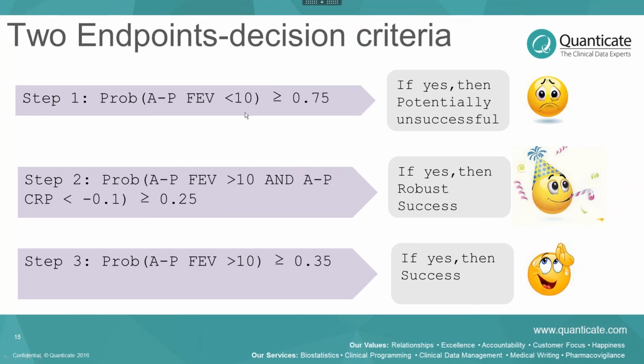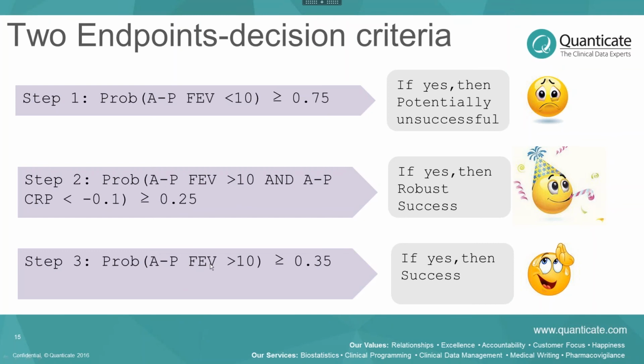So the first step was to look, as before, at the FEV being less than 10. And if the probability of that was pretty high, then that was unsuccessful, because we wanted the difference to be more than 10. Now, if the probability of that FEV was more than 10 and the probability of the CRP difference is less than -1, if the probability of that was more than 0.25, then that was a really good, clear success. So both of the endpoints showing us doing what we want them to do, that was a robust success.